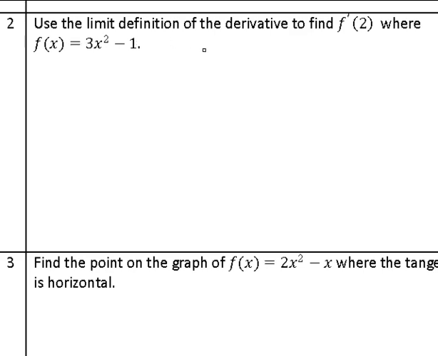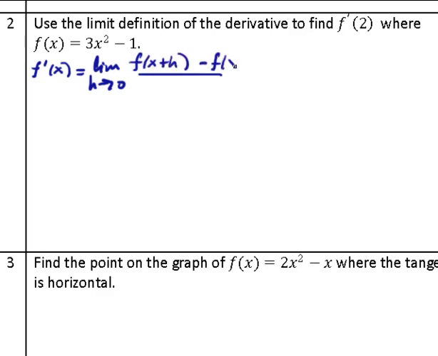Now we want to use the limit definition of the derivative to find f prime of 2, where f of x is 3x squared minus 1. So we want the derivative at x equal 2. All right, so in general, f prime of x is the limit as h goes to 0 of f of x plus h minus f of x over h.